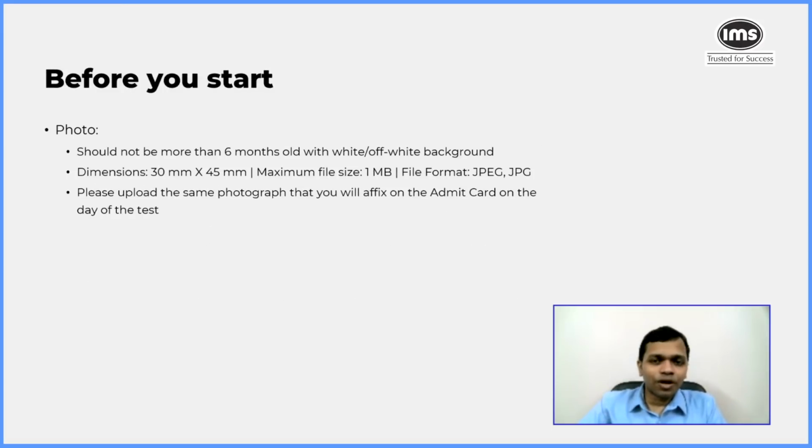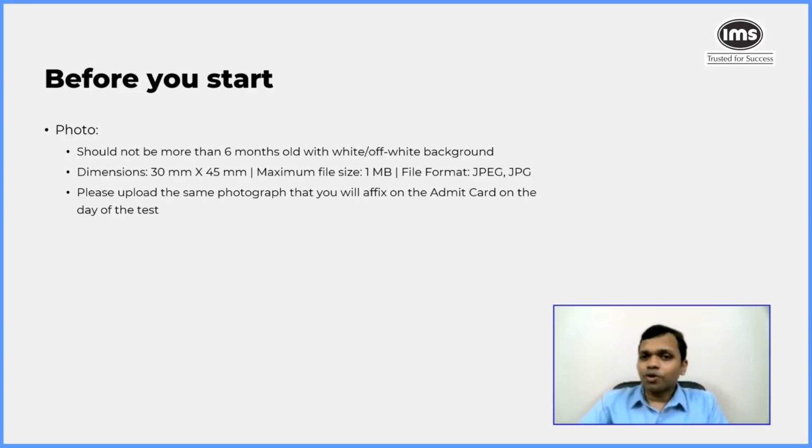With respect to the photograph, there are some important things. Number one is that it has to be a photograph that is not more than 6 months old. And there are some dimensions, size and format restrictions that you need to take care of. You can see those on screen: you will need a 30 by 45 photo with a maximum file size of 1 MB, and the file format is also given on the screen.